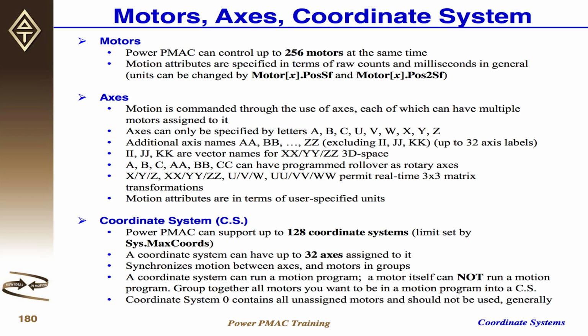Now, motion attributes are specified in terms of raw counts and milliseconds in general, which is to say, normally when you're issuing a motor command, it's in motor units, and if you're issuing a motor command that's time dependent, such as a velocity, it'll be in motor units per millisecond. Axes, on the other hand, are generally commanded in the units of whatever you want them to be. It'll typically be whatever units you usually work in. If that's inches and feet, it could be that. If it's millimeters, meters, centimeters, kilometers, whatever you want to use there, it'll be in that.